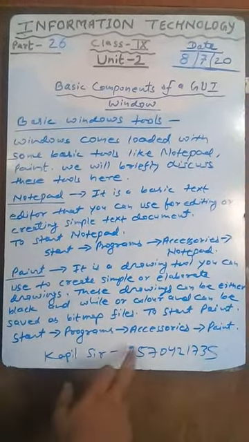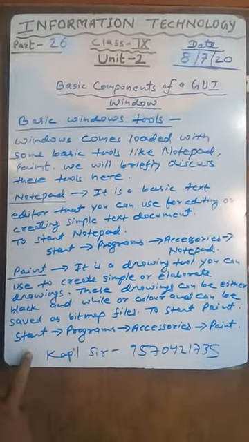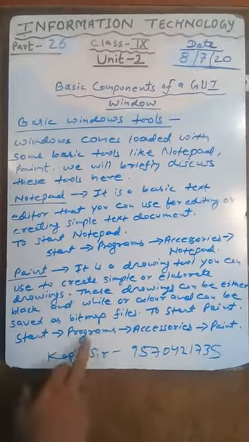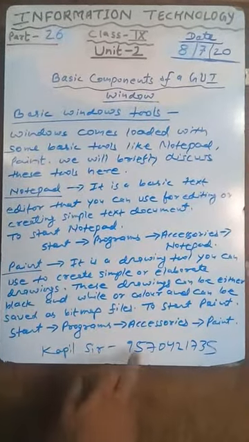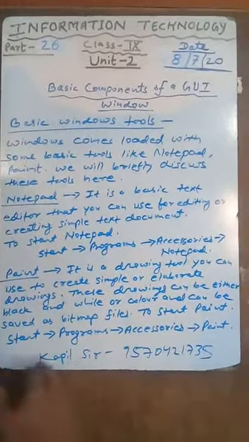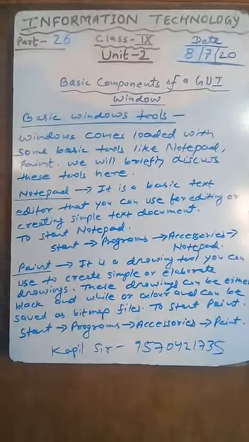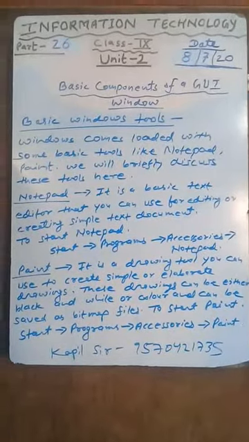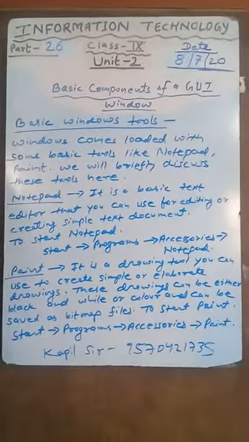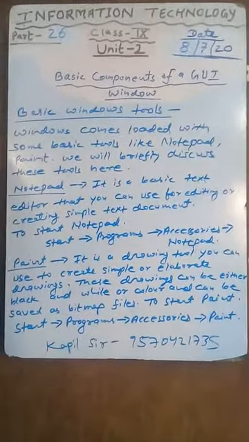We can follow these steps. First of all, we click the Start menu, All Programs or Programs, Accessories, and then Paint or MS Paint. This is the step to start MS Paint, the drawing program, and Notepad is the text editor.